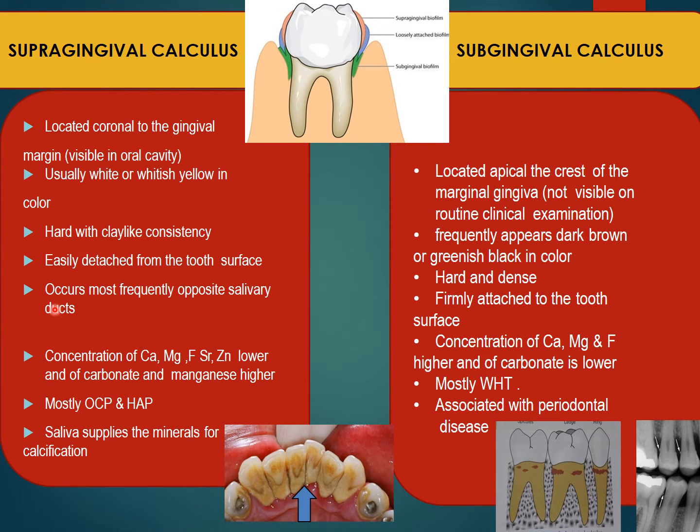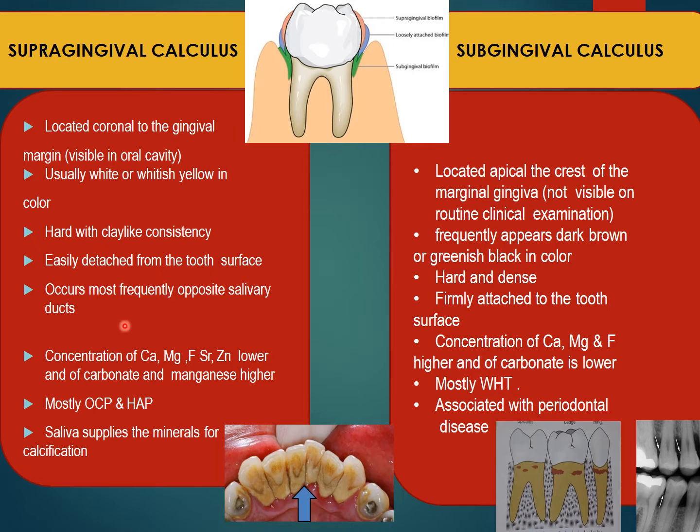Supragingival calculus usually occurs most frequently opposite the salivary ducts, that is, the buccal aspect of maxillary molars and the lingual aspect of mandibular anteriors. Saliva from the parotid duct is the main source for the buccal aspect of maxillary molars, whereas for the lower lingual side, the main source is the lingual duct and the submandibular duct.